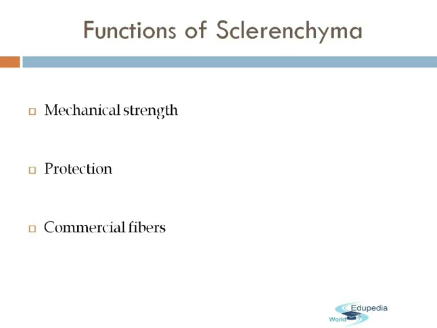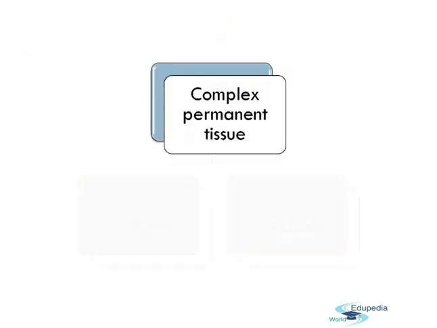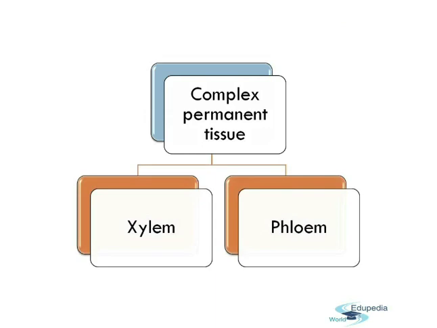Next is the commercial fibers. The sclerenchyma is part of the commercial fibers also, like flax, jute, coconut, or hemp.